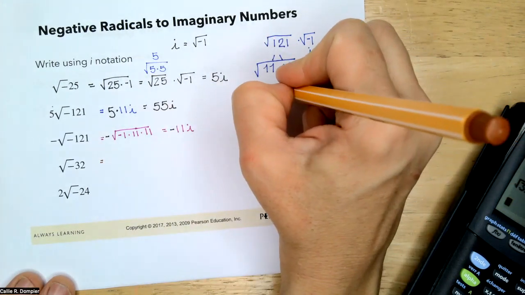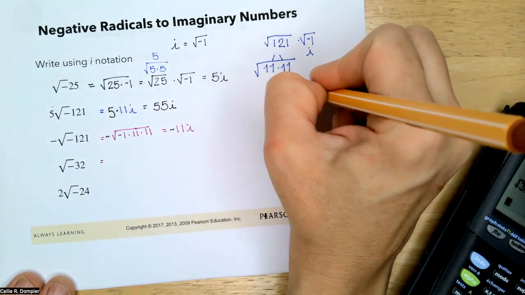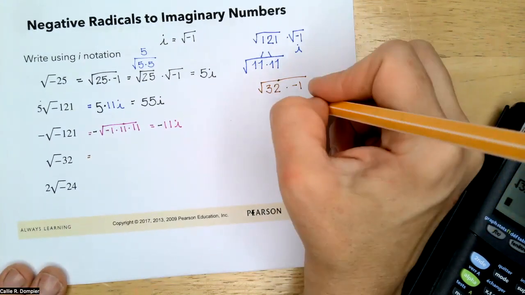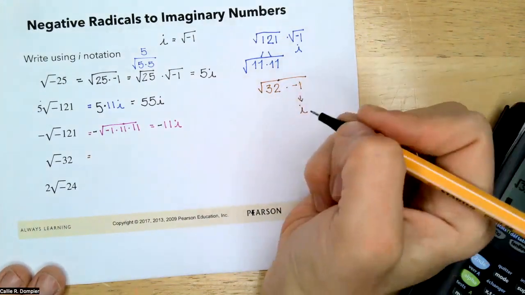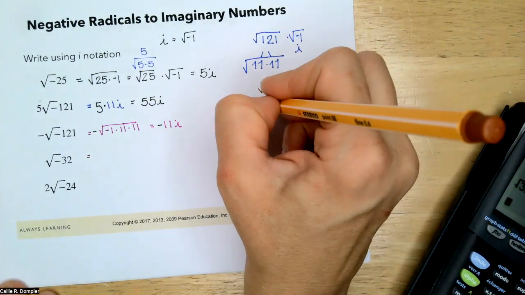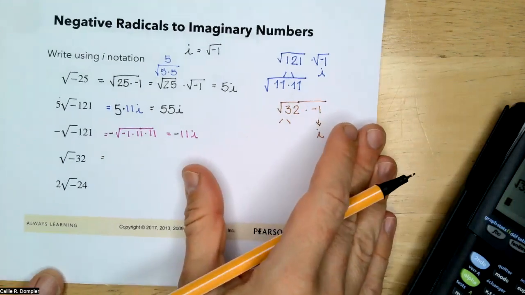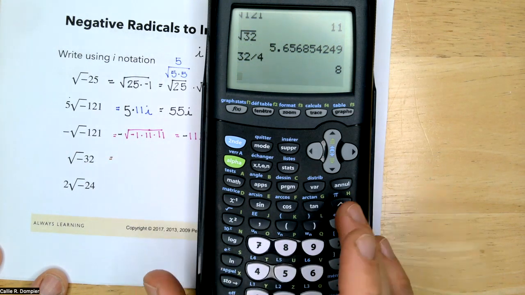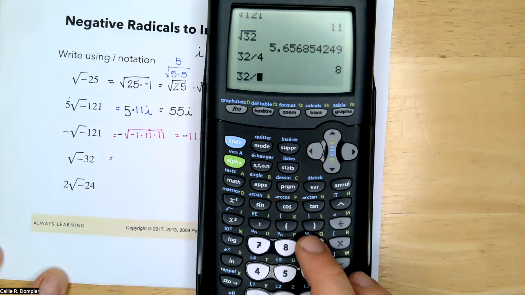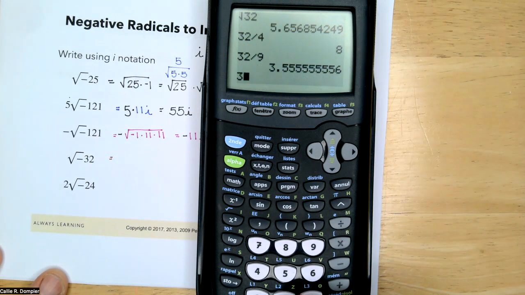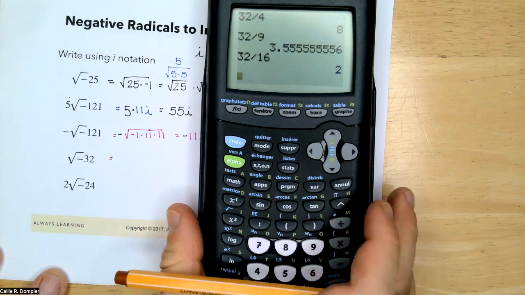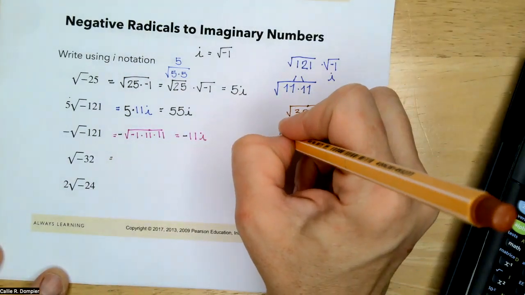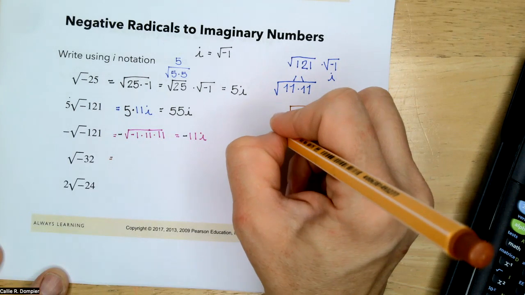You write it over here, 32 times negative 1, right? That negative 1 is going to become I, so it's no longer under the radical. But how can we factor 32? Is there any perfect square that goes into 32? Let's start with 2 times 2 is 4, right? 32 divided by 4 is 8. 32 divided by 9 is 3.5. What's the next one? 16 is 2. Good. So 32 is 16 times 2 under the radical.